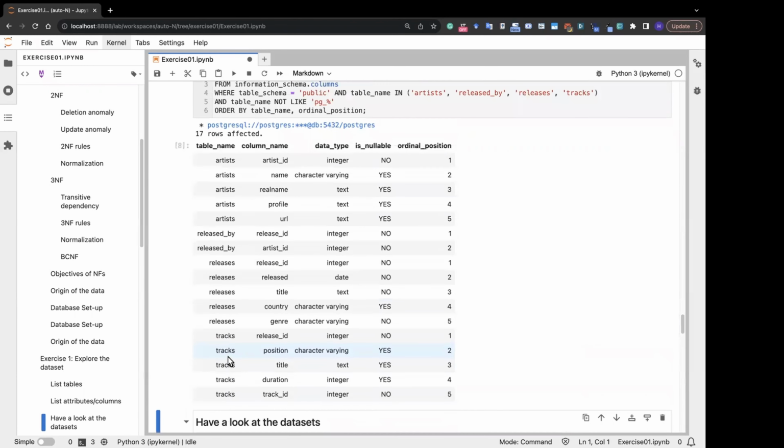And the question here is, what concepts are modeled in the dataset and how do they relate to each other? Any ideas?